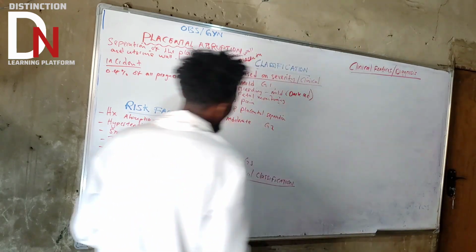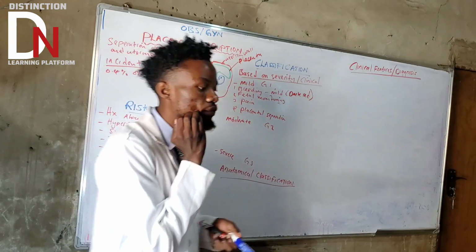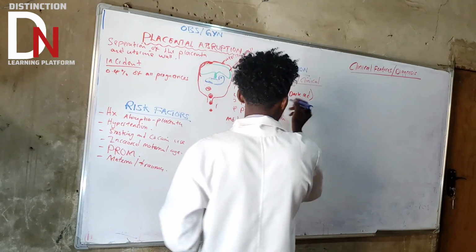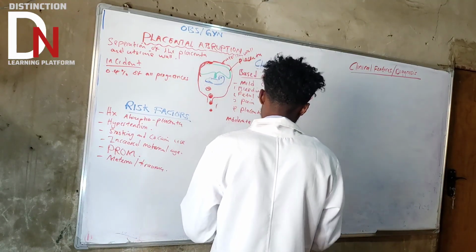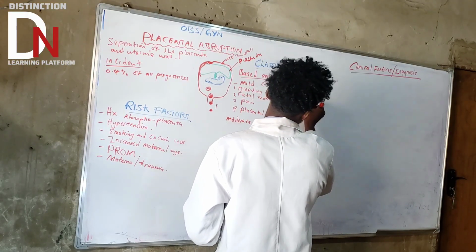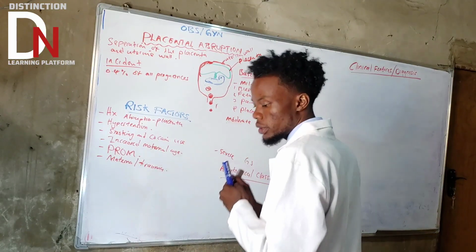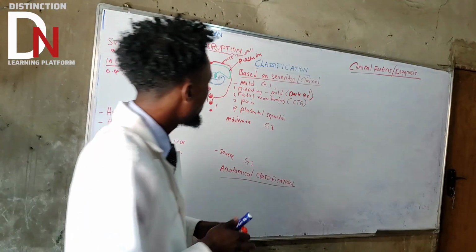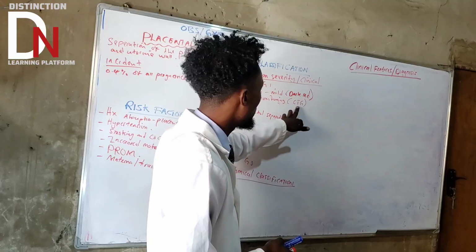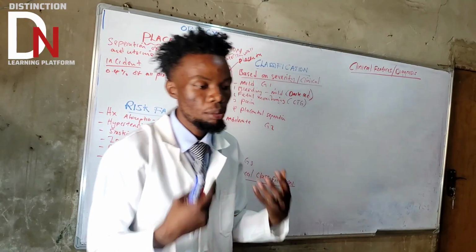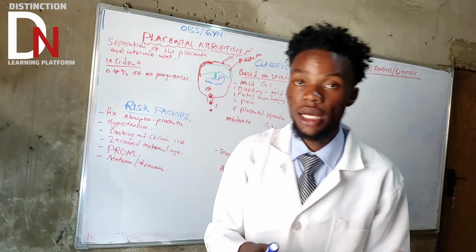Okay. Now let's talk about the fetal monitoring. For fetal monitoring, they use what we call CTG. So what is CTG? CTG stands for cardiotocography. It's used to monitor the fetal heart rate.